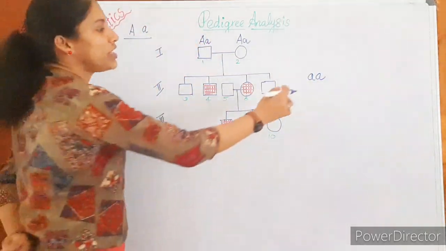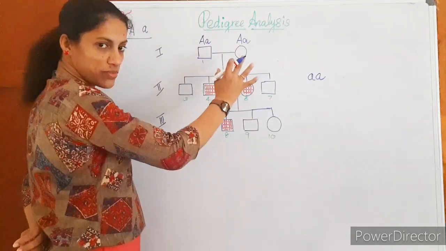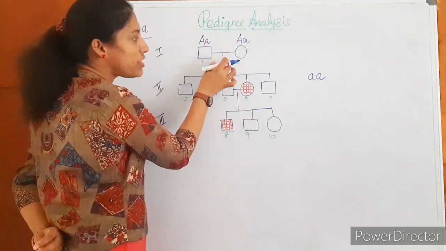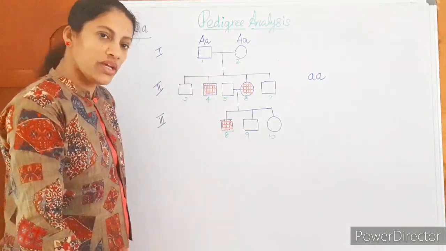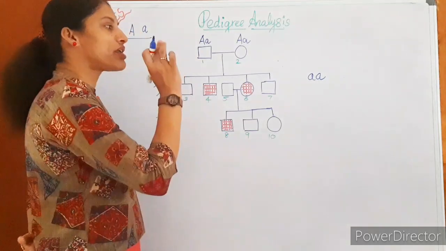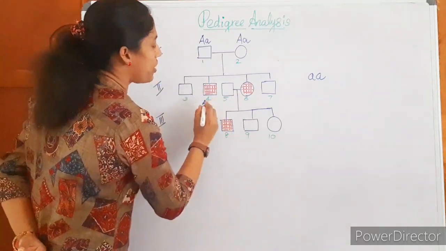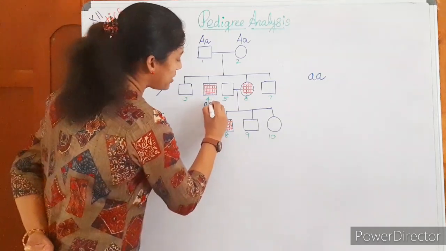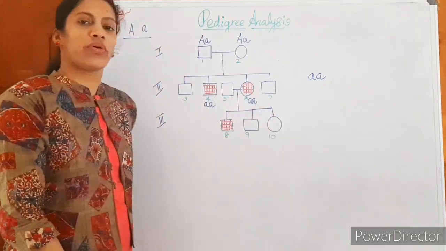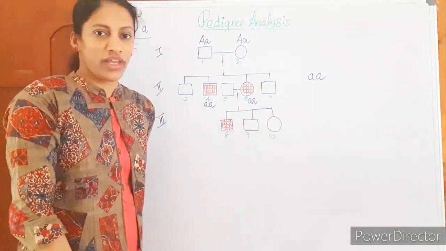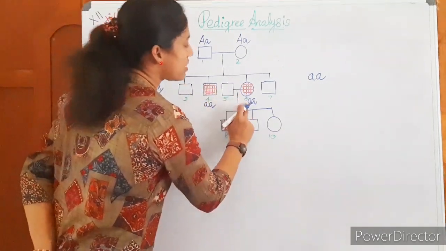So the diseased one is small a. Because it's a recessive disease, not a dominant disease seen in a majority of the members, and if it is not present in the parents, it is surely a recessive disease. Both the parents do not have the disease, so it's a recessive disease. So the diseased, shaded individuals you have to write as small a. Member 4 and member 6 are small a. Are you okay?